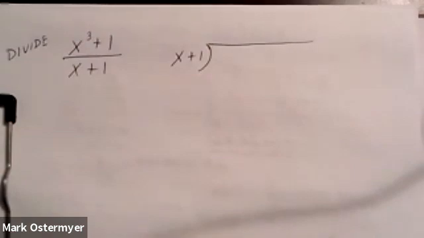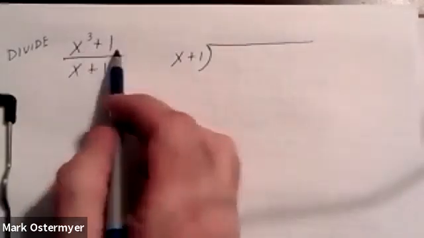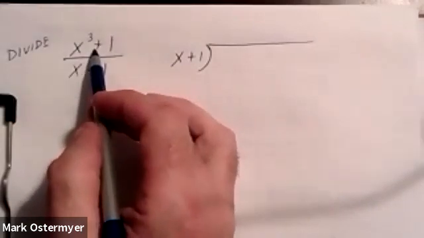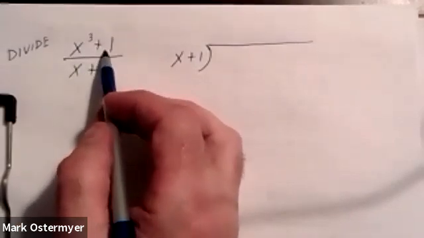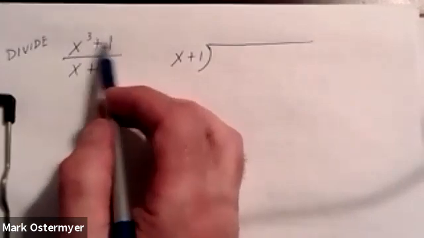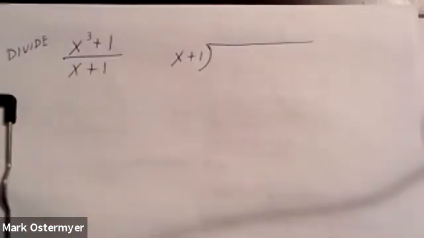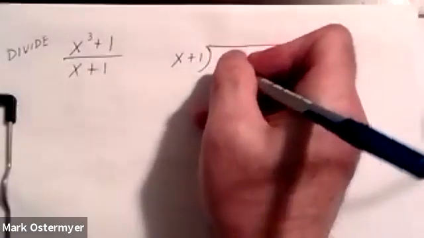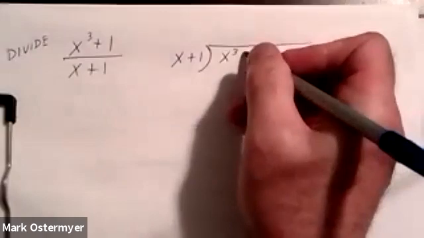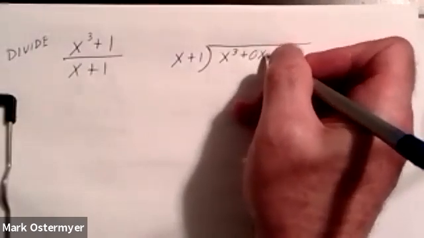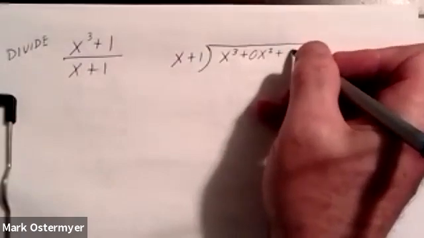Ladies and gentlemen, we have an issue here though, big issue. Notice my dividend, despite being written in standard form, is missing an x squared term and an x to the first power term. Because we're missing x squared and x to the first power in between x cubed and our 0 degree term here, we have to insert what are called placeholders in our dividend. So we're going to have to insert a placeholder in the form of 0x squared. We're also going to have to insert another placeholder in the form of 0x.